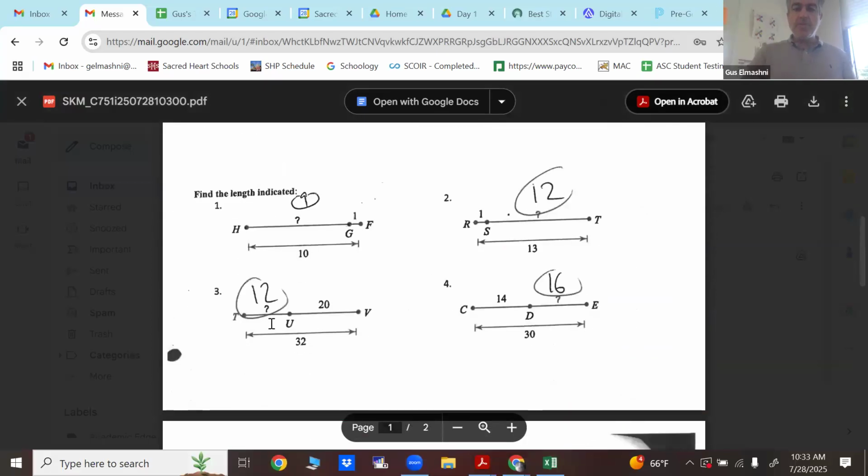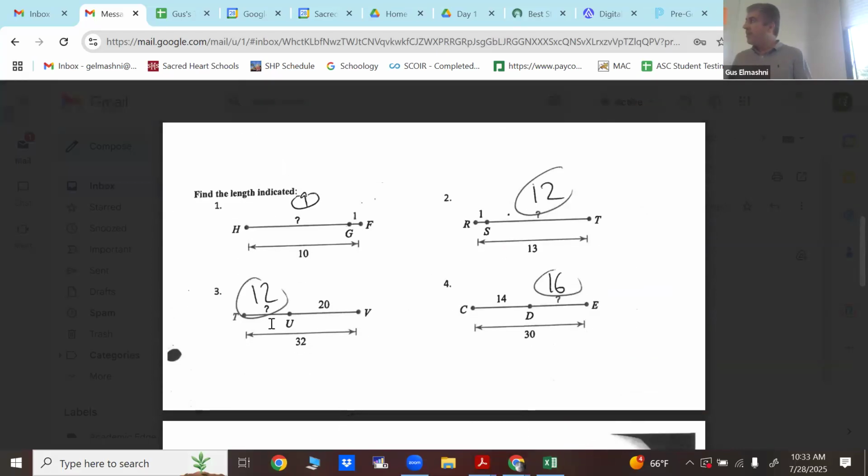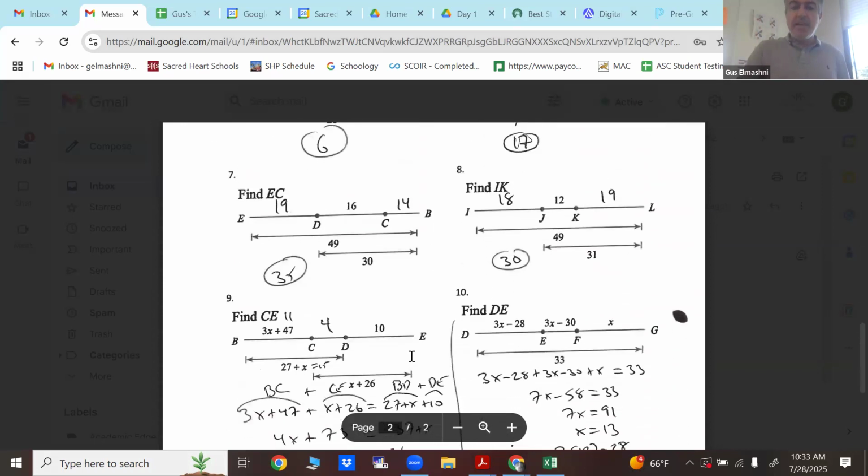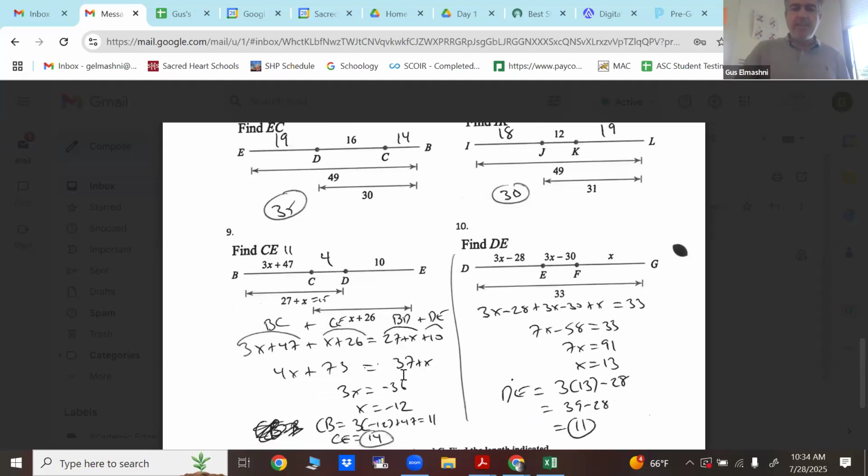So hopefully you got those answers for 2, 3, 4. I could be wrong too. Let me know. I make mistakes, but 12, 12, 16. Cool. All right. It gets a little bit dicier here because you have to solve for a specific segment. I got KO 6. I got HJ was 5. That makes sense. For EC, I got 35. Yeah, EC's 35, correct. For IK, I got 30. 10 we already did. 9 was a bit of a doozy.